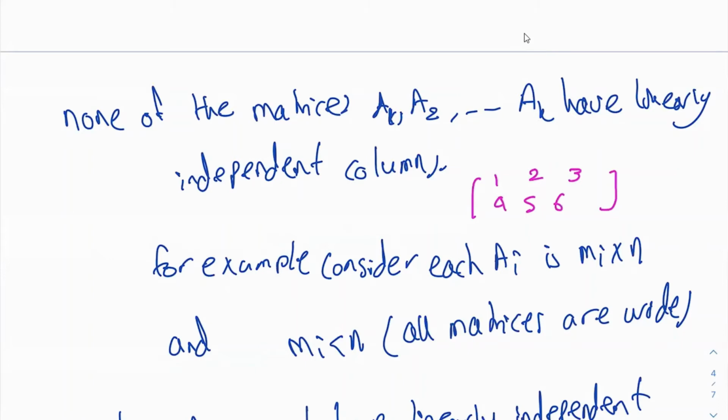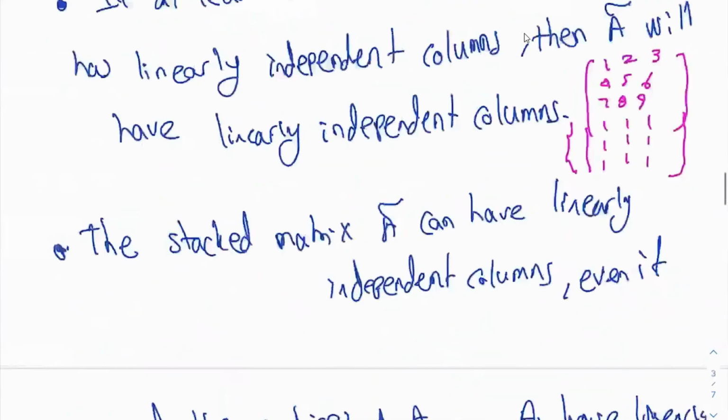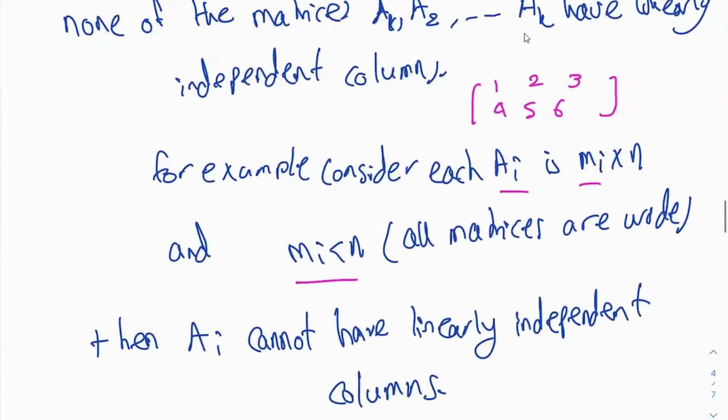Okay. So assume each Ai is mi by n. Now we want each matrix to be wide. Therefore, mi should be less than n. The number of rows should be less than the number of columns. Look at this. Here the number of rows is 2, the number of columns is 3. So 2 is less than 3. Okay. So all the matrices are wide.